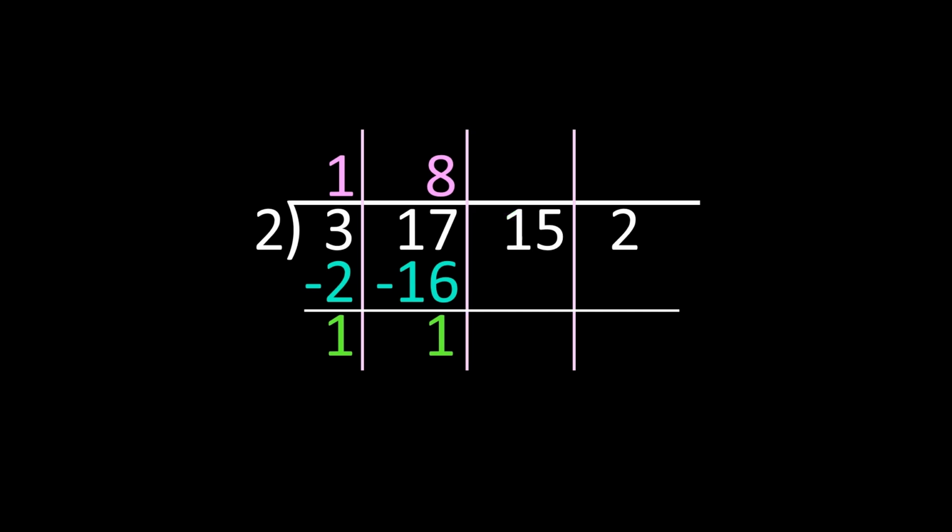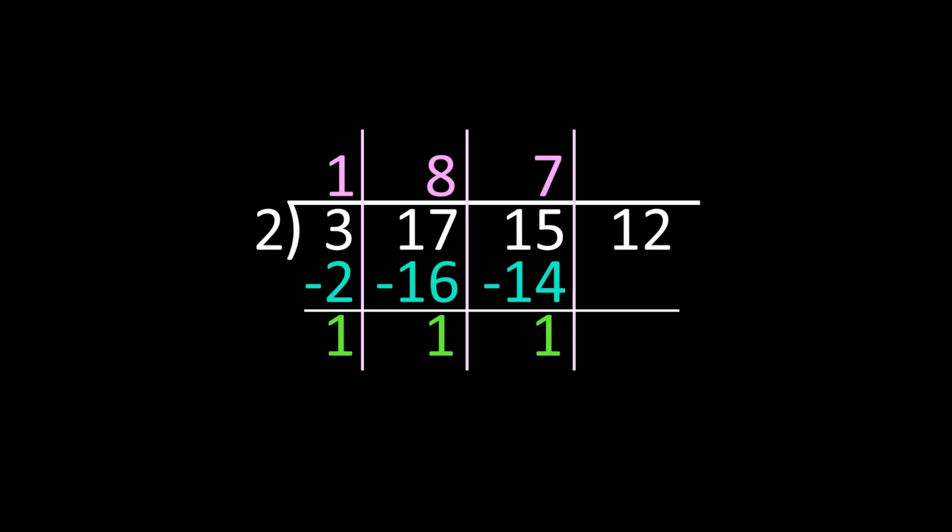Now I have 15, and since I'm in the next section of the problem, I start with dividing. 15 divided by 2 is 7. Notice I'm placing the 7 above the 15 in the section of the problem that I'm working. 7 times 2 is 14. So I've divided, I've multiplied, now I need to subtract. 15 minus 14 is 1. And instead of bringing the 2 down, I'm bringing the 1 up into the next section of my problem.